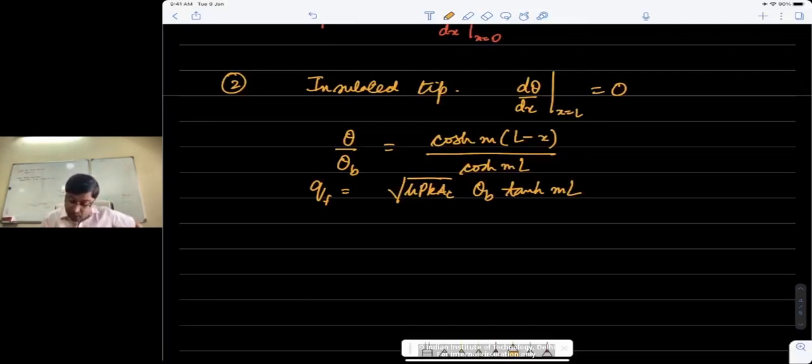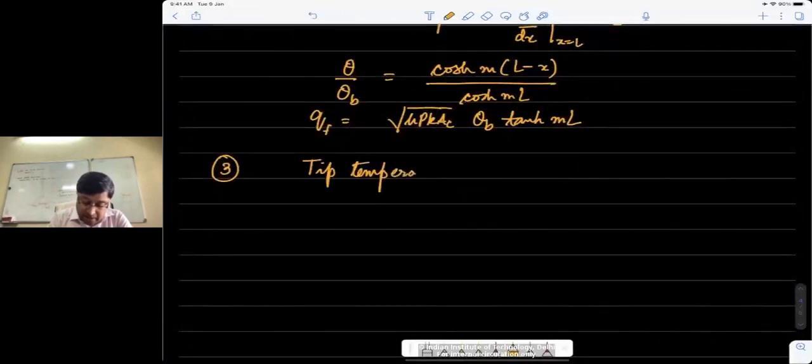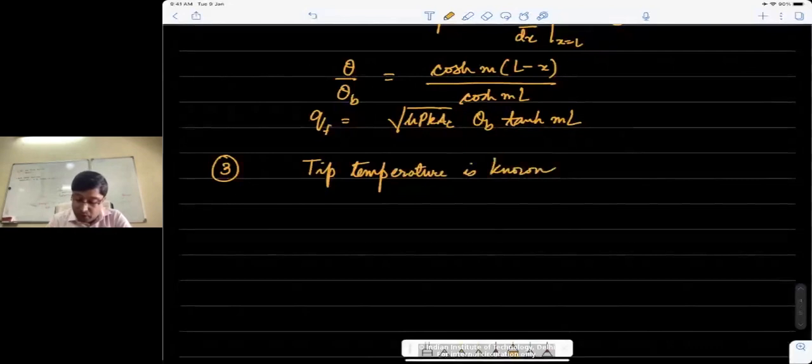The third type, which I don't like actually, but whichever book you pick up would have this boundary condition as well. The third type is when you somehow know the fin tip temperature. But this is rarely the case, and so I don't prefer this. I'm just saying this for information only. I'm not going to work out the answer for this. So tip temperature is known would mean theta at L, which could be written as, let's say, TL minus T infinity, is given.